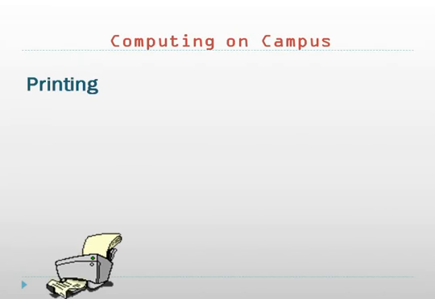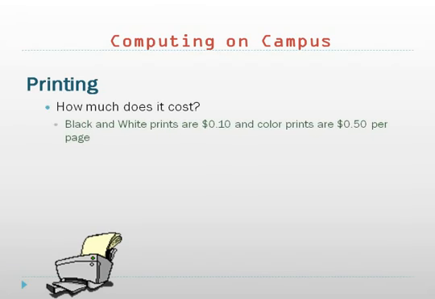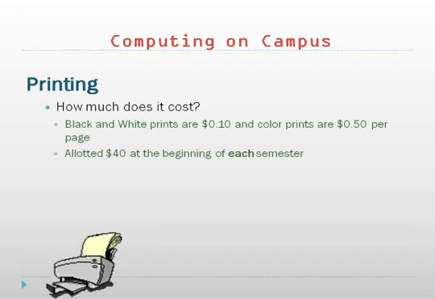Now let's talk about printing. All computer labs have color and black ink printers. Each page printed in black and white is 10 cents and color pages are 50 cents each. Every student is automatically given $40 for printing each semester that you are enrolled for classes. Unused money does not roll over though.